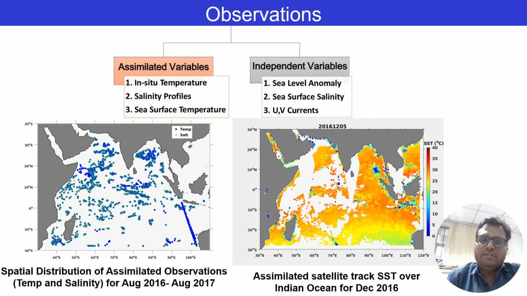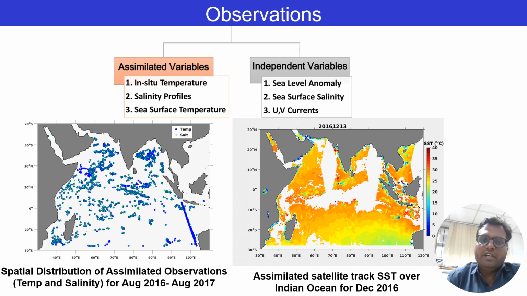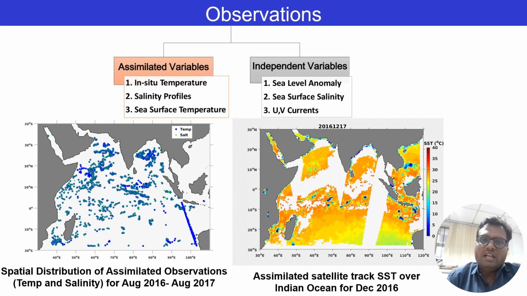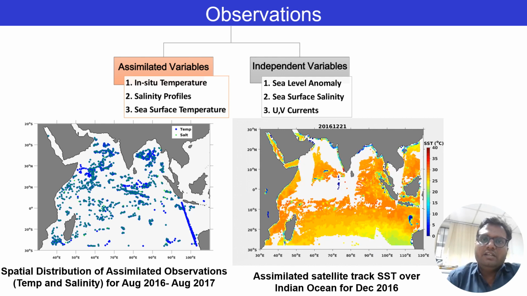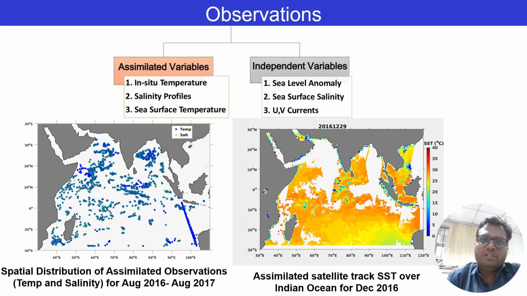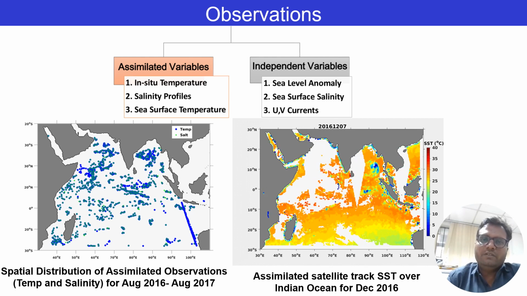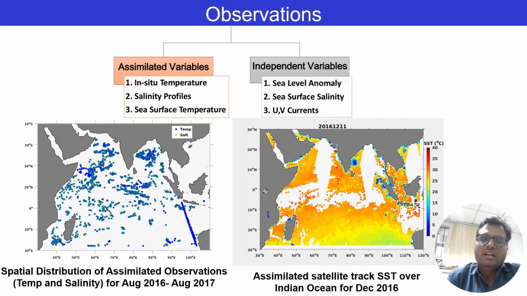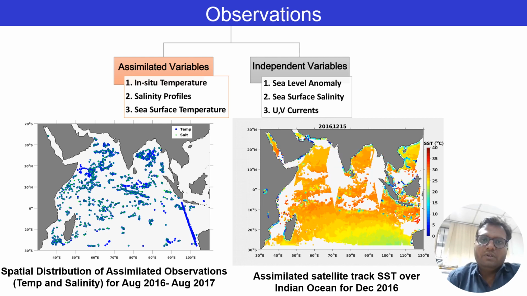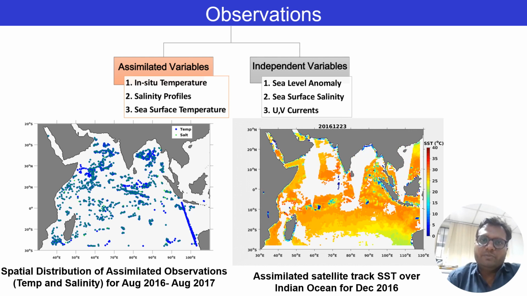In the context of data assimilation, observations can be classified into two categories, that is, assimilated observations and independent observations. Assimilated observations are those observations which went into the system, whereas independent observations are not assimilated, and these are very helpful while evaluating the performance of the system in ocean state estimation.